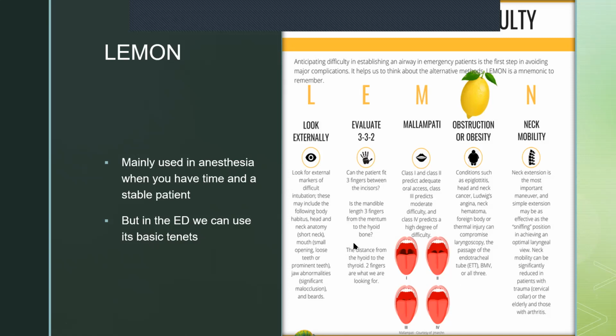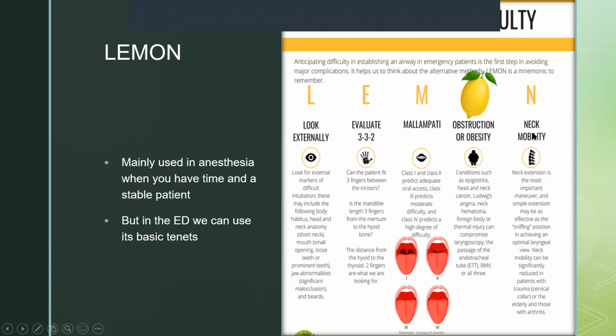And the last one is the distance from the hyoid to the thyroid. So your hyoid bone at the bottom, your thyroid more or less here. You're looking at about that space there, if I remember correctly. So basically we have those, and that's what you're looking at. Then the Mallampati score that we talk about, Obstruction or obesity. Patients who have any sort of growth, swelling, anything around the upper airway will present a challenge. Foreign bodies, thermal injuries, all of that. And of course, a patient who's very large, it does become difficult.